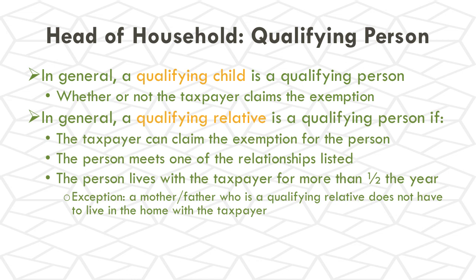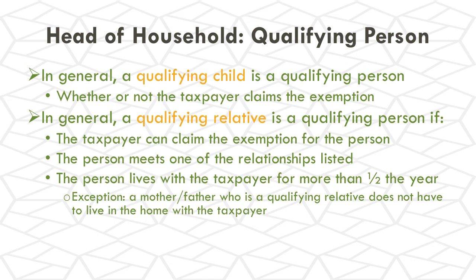In general, a qualifying relative, as determined in the exemptions chart, is a qualifying person if the taxpayer can claim the exemption for the person and the person meets one of the relationships listed. So if you'll look on that chart, you'll see a number of relationships such as son, daughter, sister, brother, half-sister, father-in-law, daughter-in-law, etc. You'll notice that these are the same relationships as defined in the relationship test in the qualifying relatives exemptions chart. Okay. And finally, the person must live with the taxpayer for more than half the year.